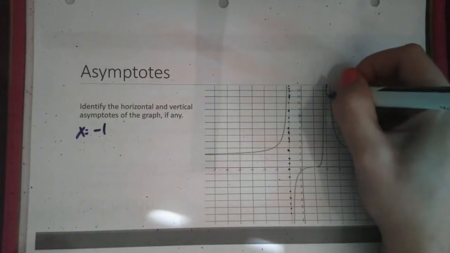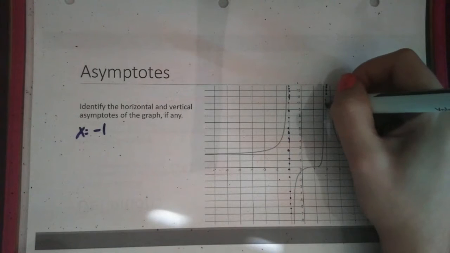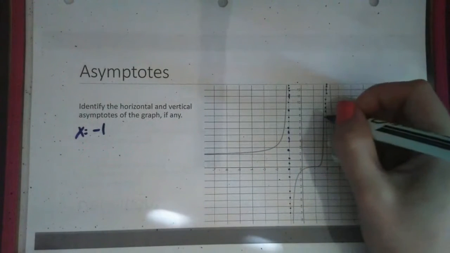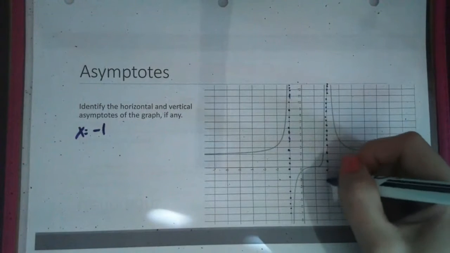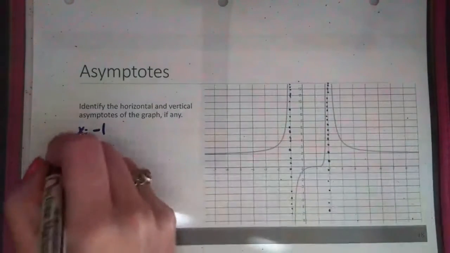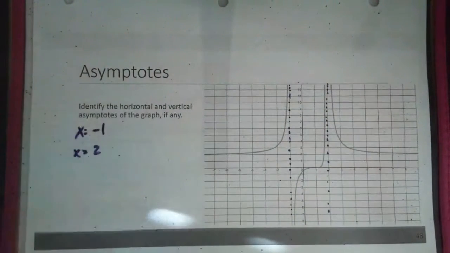This vertical line here, x equals 2, has function values going toward positive infinity on both sides. So this is going to be a vertical asymptote, and that is x equals 2.